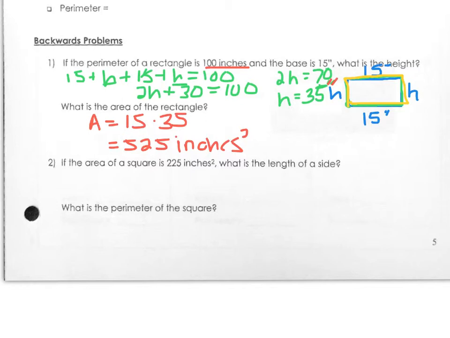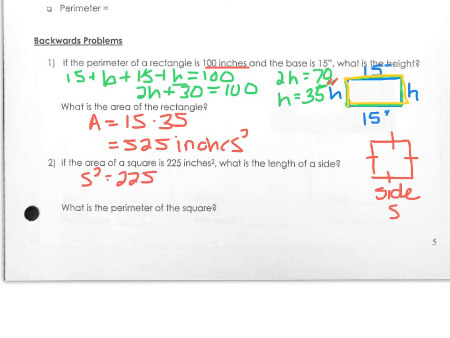Okay, let's move on to the next one. So the next one says, if the area of a square is 225 square inches, what is the length of a side? So what we have is we have a square, and remember squares, all the sides are the same. And so if we know that each of these sides is the same length, we can just say that the side squared, I'm going to represent that by the letter S, side squared equals 225.